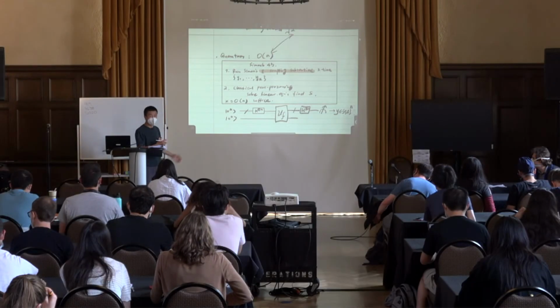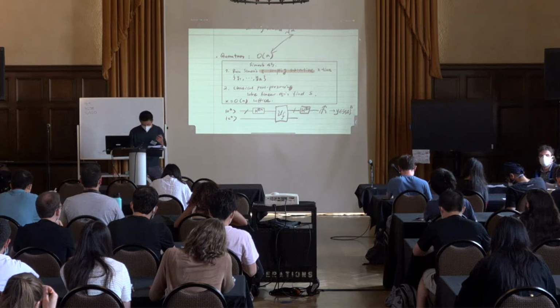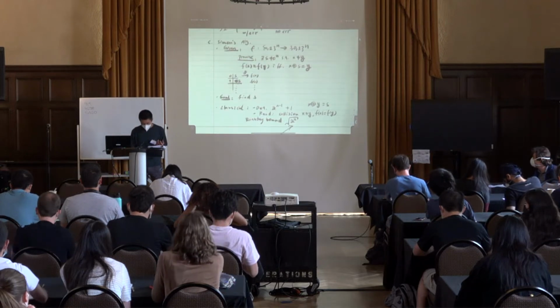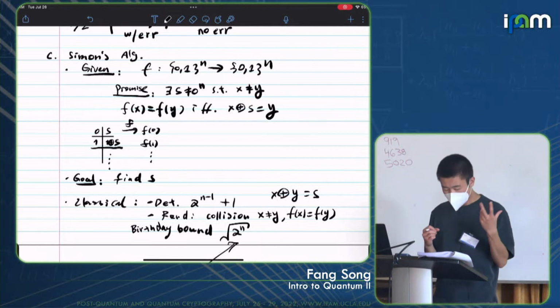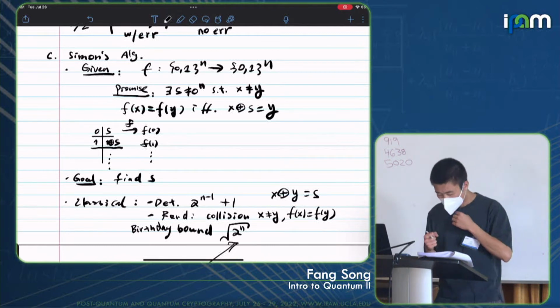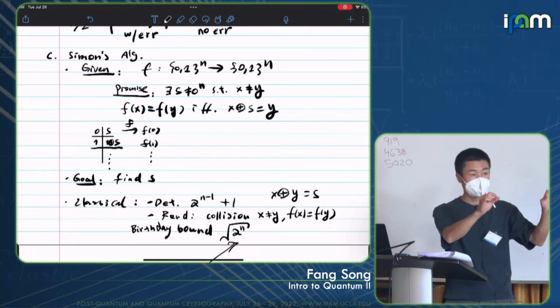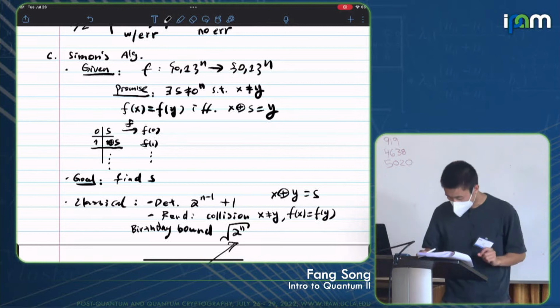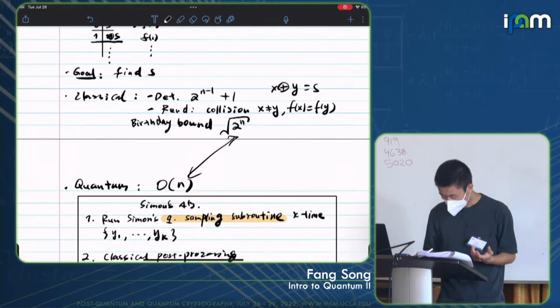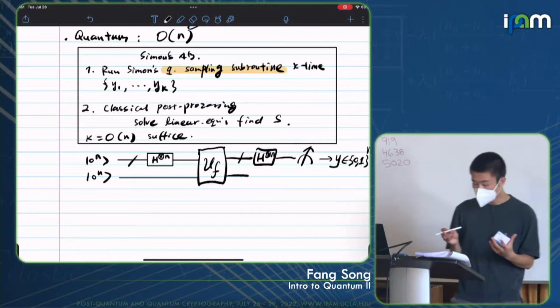All right, let's continue our discussion on Simon's problem and this algorithm. Just to remind you, in Simon's problem, we have a black box function which hides a string S in the sense that two inputs get the same value if and only if the two inputs are shifted by the secret string S. So our goal is to find S. And then here's the quantum algorithm due to Simon.